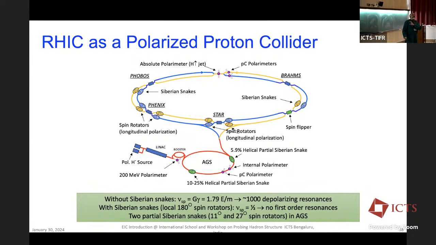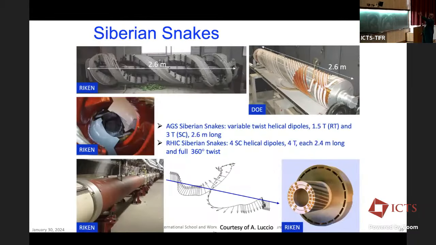I will not give enough weight to this part because I want to jump over. But in the discussion part, I'm happy to go into details. And I think Sanghwa might go into great detail on this in her talk and her lectures. But these are the kind of magnets that I mentioned to you, the Siberian snake magnets, and why they are called Siberian snake, etc., will come in the discussion part.